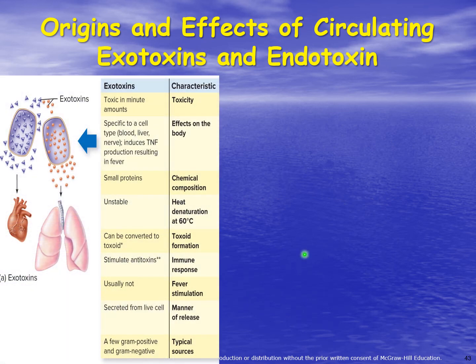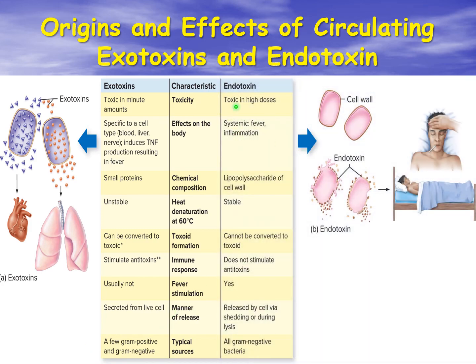So exotoxins usually are toxic in fairly minute amounts. They are typically specific to a cell type. They typically are just small proteins. They're pretty unstable. They can be converted to toxoids. They can stimulate antitoxins. They usually are not pyrogenic, meaning they don't stimulate systemic fever. And they can be released by both gram-positive and gram-negative bacteria.